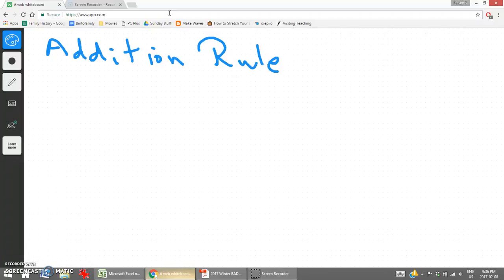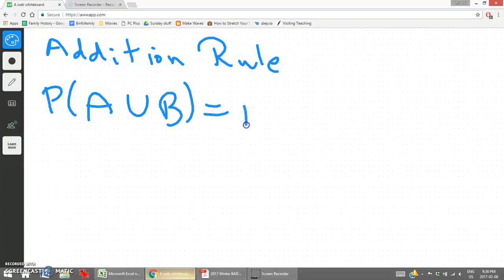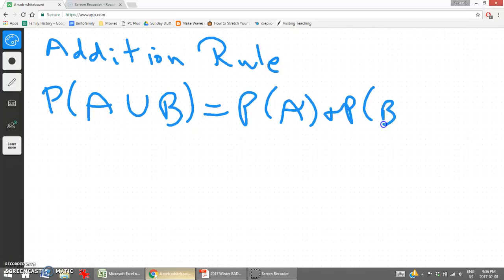The addition rule states that the probability of A or B is equal to the probability of A plus the probability of B minus the probability of A and B.